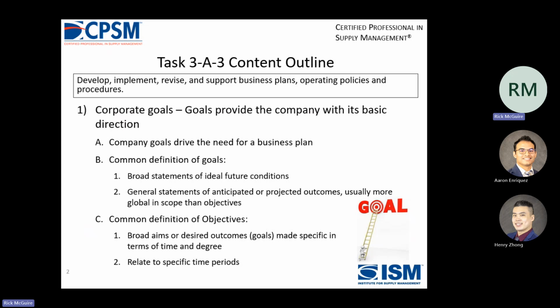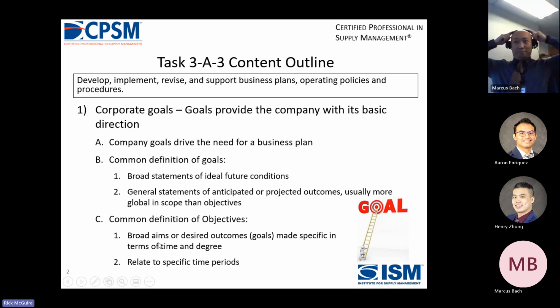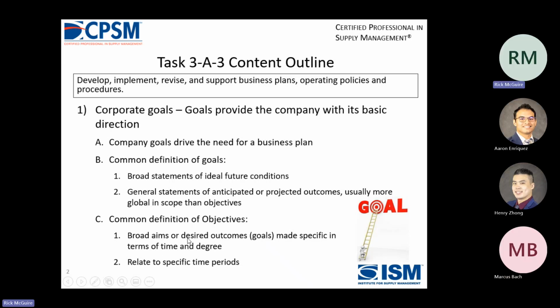They go strategy, strategic goals, objectives, and then tactical. A common definition of objectives, which is the section below goals, is a broad aim or desired outcome made specific in terms of time and degree. So that's kind of the difference between an objective and a goal: it's specific in time and degree for an objective, where a goal is not. And it relates to specific time periods.